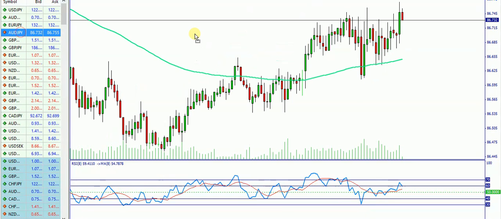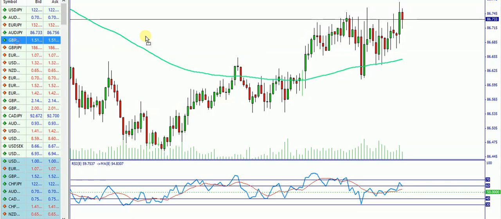Let's go to Aussie JPY. So we took this trade earlier on, so we just avoid this currency pair.